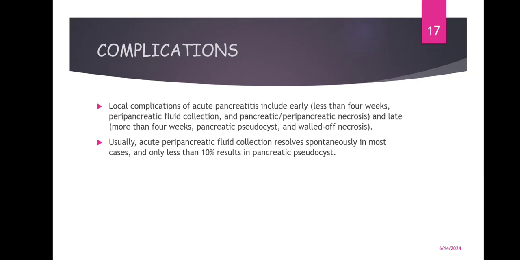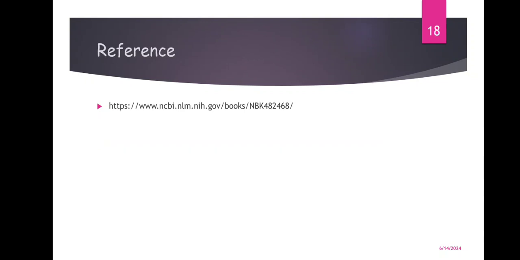Complications of pancreatitis. Local complications of acute pancreatitis include early, which is less than 4 weeks, peripancreatic fluid collection and pancreatic or peripancreatic necrosis. And late, which is more than 4 weeks, you can develop a pancreatic pseudocyst and walled-off necrosis. Of note, peripancreatic fluid collection usually resolves spontaneously in most cases, and less than 10% result in pancreatic pseudocyst. So that's all about acute pancreatitis.